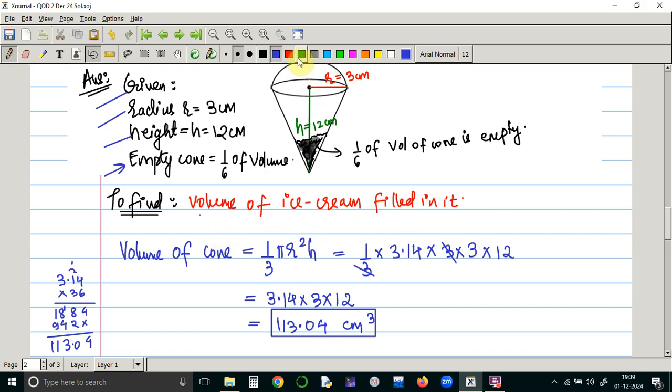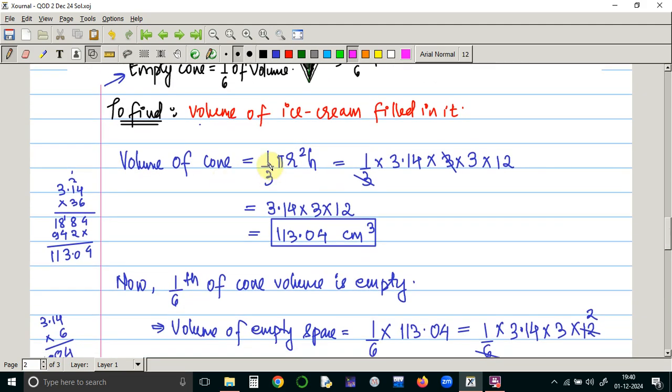So first we will find how much ice cream is there in the conical part. How to get that? We will find the total volume of the cone first, then find 1/6 of it, then subtract from the total volume. Here I have got the total volume of the cone by this formula, 1/3 pi r square h. I have done the cancelling part and then the multiplication in the rough. So I got this.